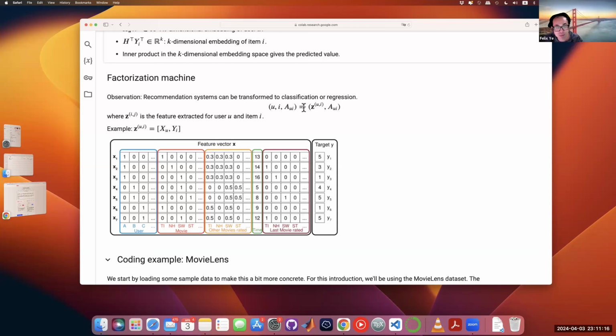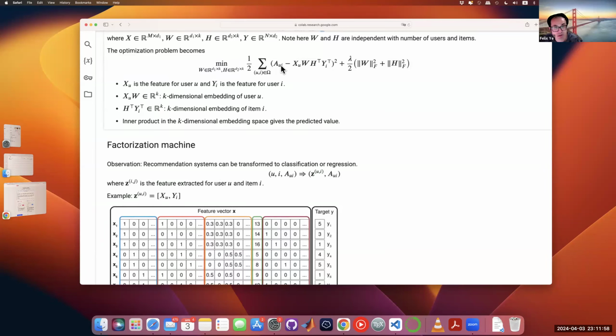But if you have more features that can be extracted, then you are definitely free to do so. You can think about this Z_UI as the feature extracted for user U and item I. So this corresponds to which user and which movie. Of course, if we have more features from the users or from a movie, you can always keep putting them into this Z here.